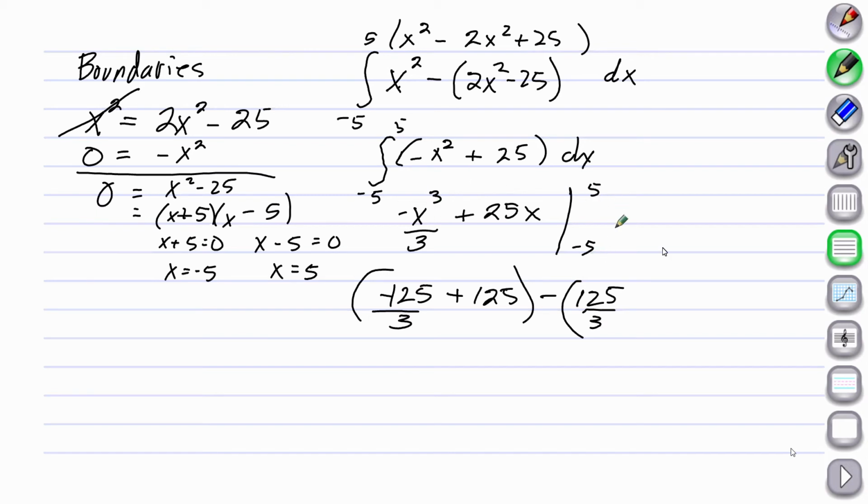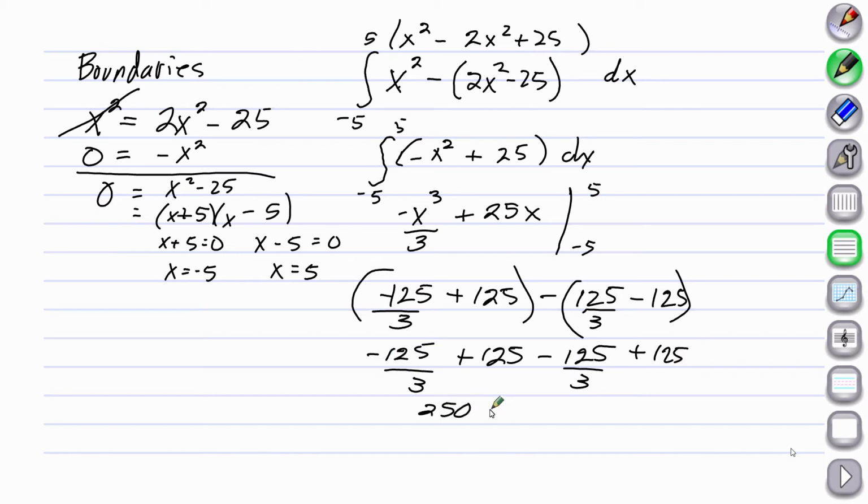It should come out positive when I put it in. This is negative times negative. And then I put in negative 5 in here, which is minus 125. So I end up with, I'm going to distribute out that minus sign, a negative 125 over 3 plus, and you might do this part on scratch paper or something like that, I just kind of write it down to show you, plus 125. So I ended up with 250 minus 250 over 3.